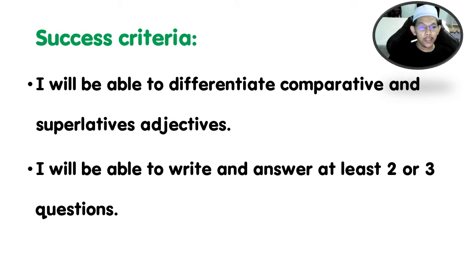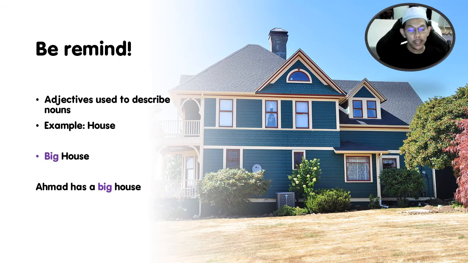Today's success criteria: you will be able to differentiate comparative and superlative adjectives. And the second one: I will be able to write and answer at least 2 or 3 questions that have been prepared by me. Okay, let's go to our lesson for today.